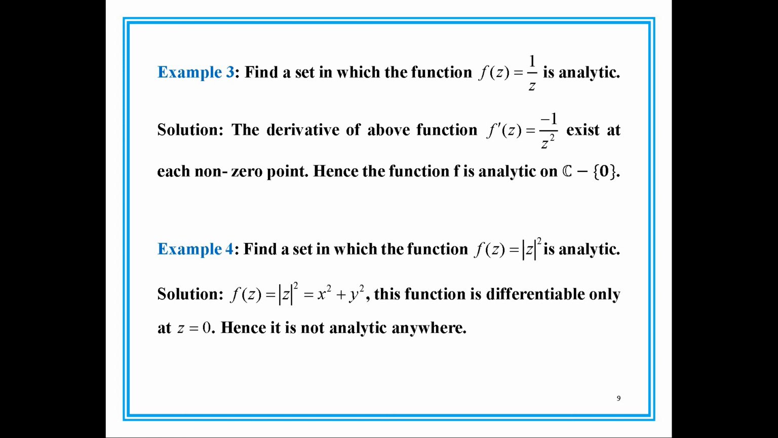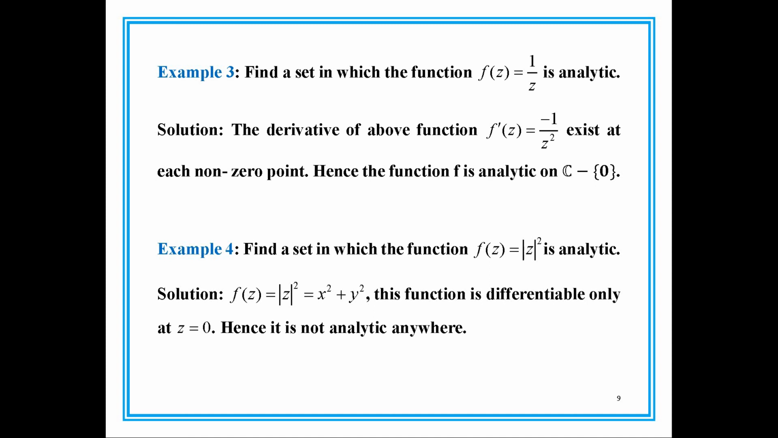Then let us have some examples where a function turns out to be analytic. Example 3: find a set in which the function f of z equal to 1 upon z is analytic. So I need to know where this function is differentiable. One knows that the derivative of f of z, f dash z equal to minus 1 upon z square, exists at each non-zero point. So the function f is analytic on the set of complex numbers excluding 0. That means except at 0, the function f of z equal to 1 upon z is analytic.